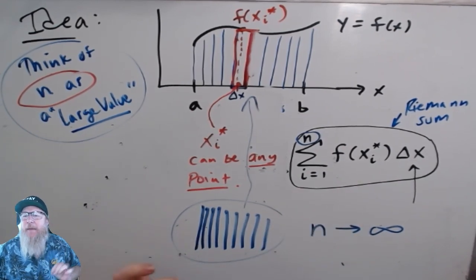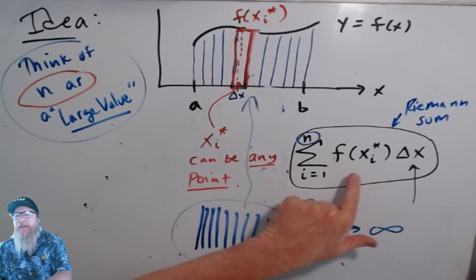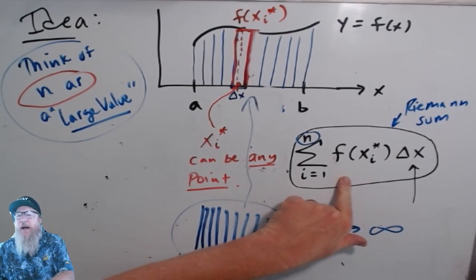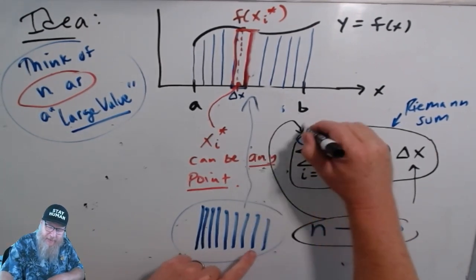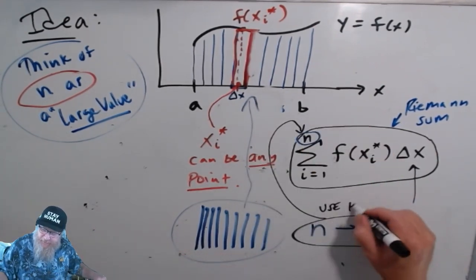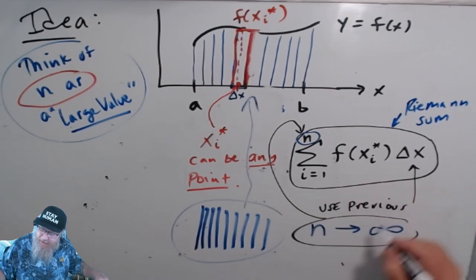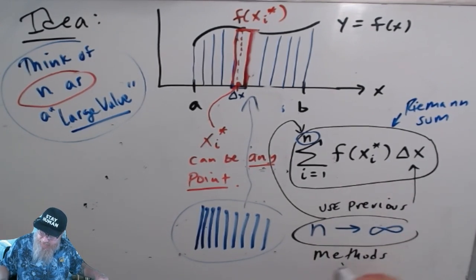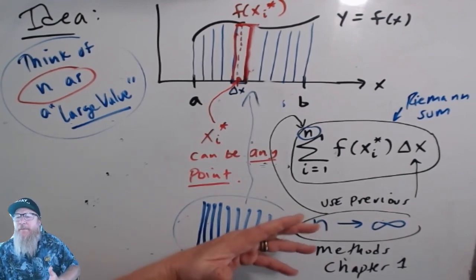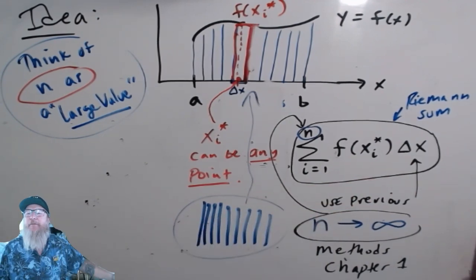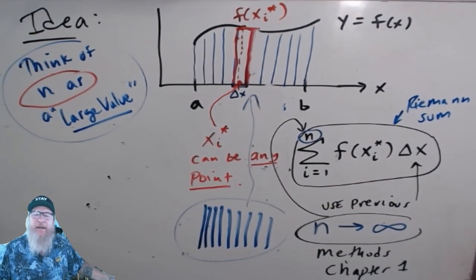To really see the mathematics in action, we're going to spend a little time talking more about the Riemann sums. And then we will use previous methods from chapter 1, when we talked about limits as n goes to infinity, to take the limit, and then that will give us the final definition of the definite integral.